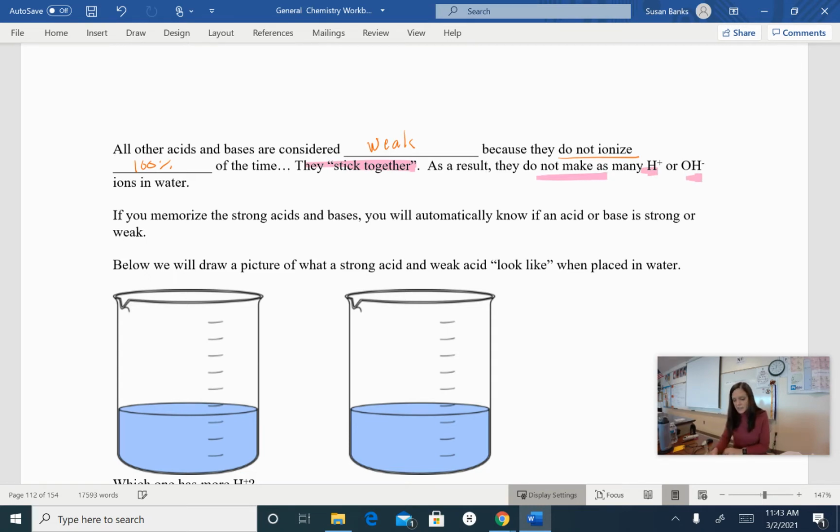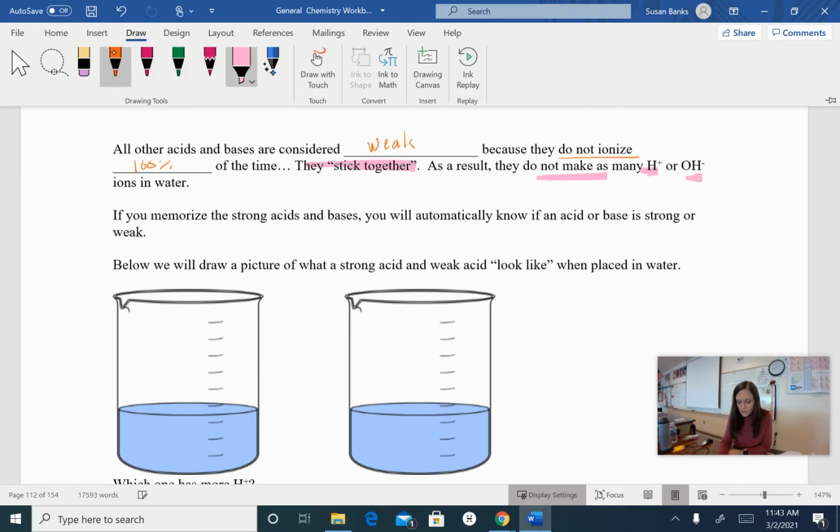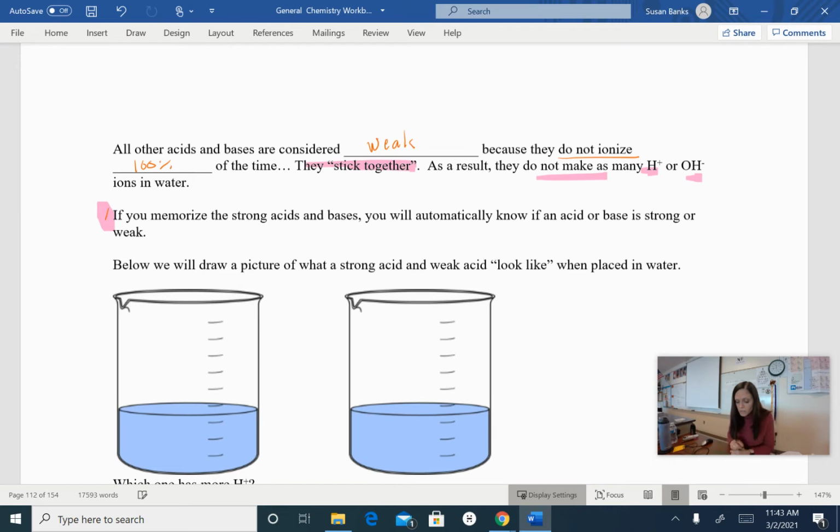Okay, because they stick together. They don't create a lot of ions when they're dissolved. Okay, so this is the trick. Because the list of acids and bases is so incredibly long, there's no way that you could memorize all the weak acids and all the weak bases. So it is so much easier to memorize the strong acids and the strong bases because then you know everything else is weak. And that's the easiest way to do it.